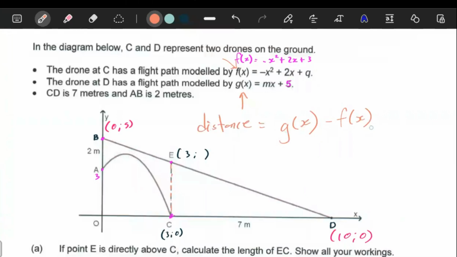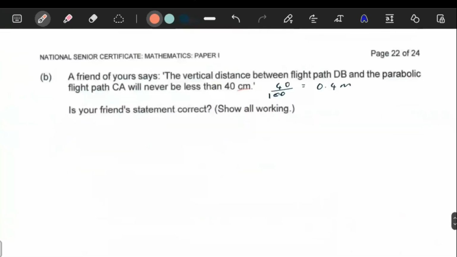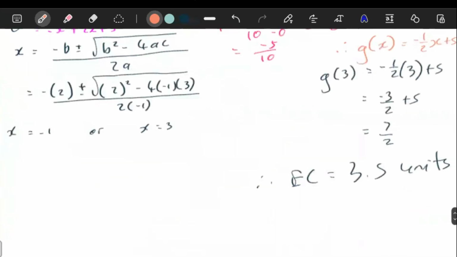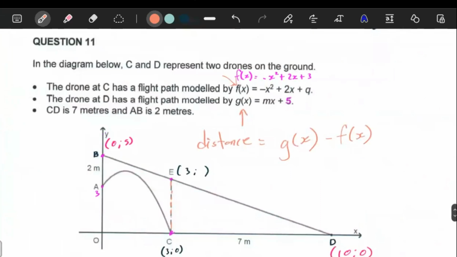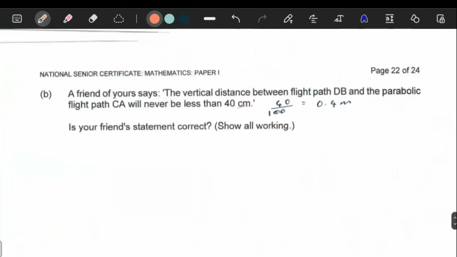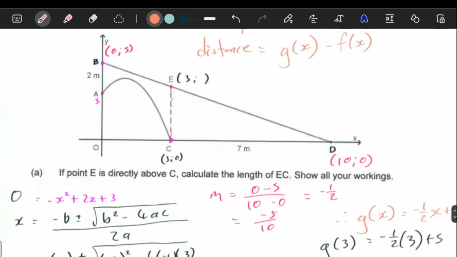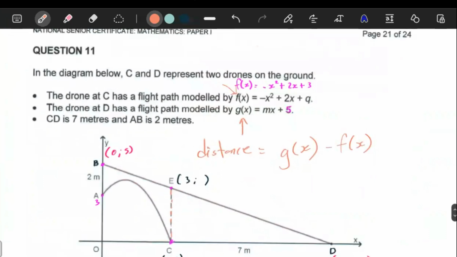So let's get this distance and show that it will never be smaller than 0.4. What you want to technically show is that the minimum distance is 0.4. That's what you want to show. If you're going to show that the minimum distance is 0.4, you may want to consider some differential calculus at some point, you see.